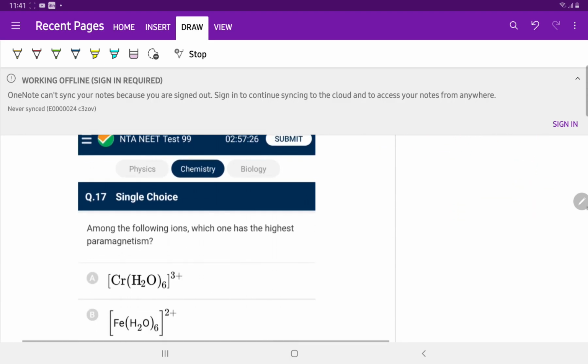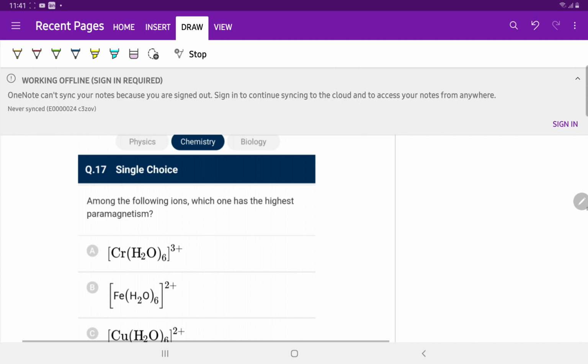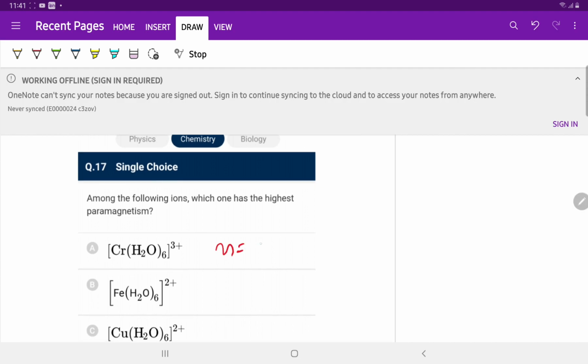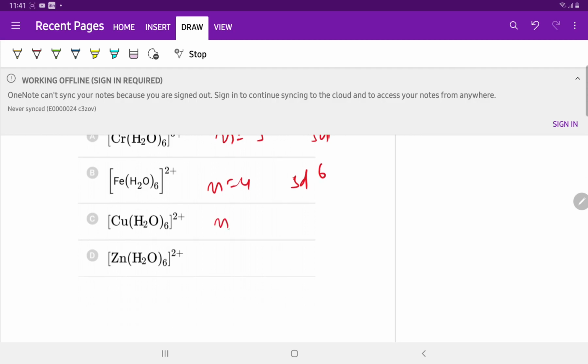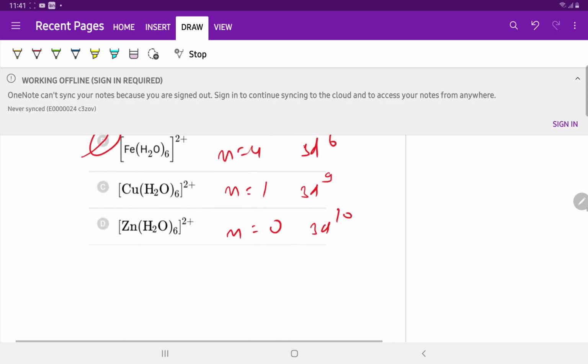Question number 17. Among the following ions, which one has the highest paramagnetism? n is equal to 3, 3d3. n is equal to 4, 3d6. n is equal to 1, 3d10 4s1, 3d9. And this is 3d10, n is equal to 0. So maximum number of unpaired electrons in B.